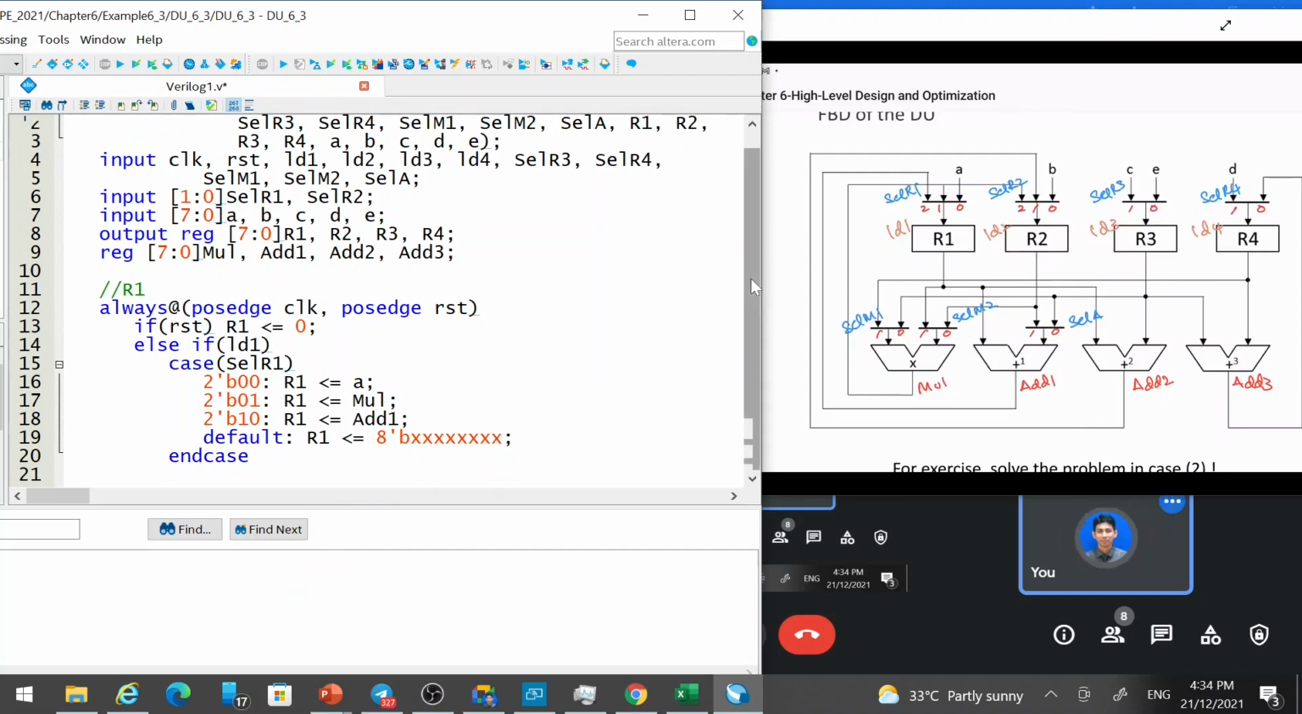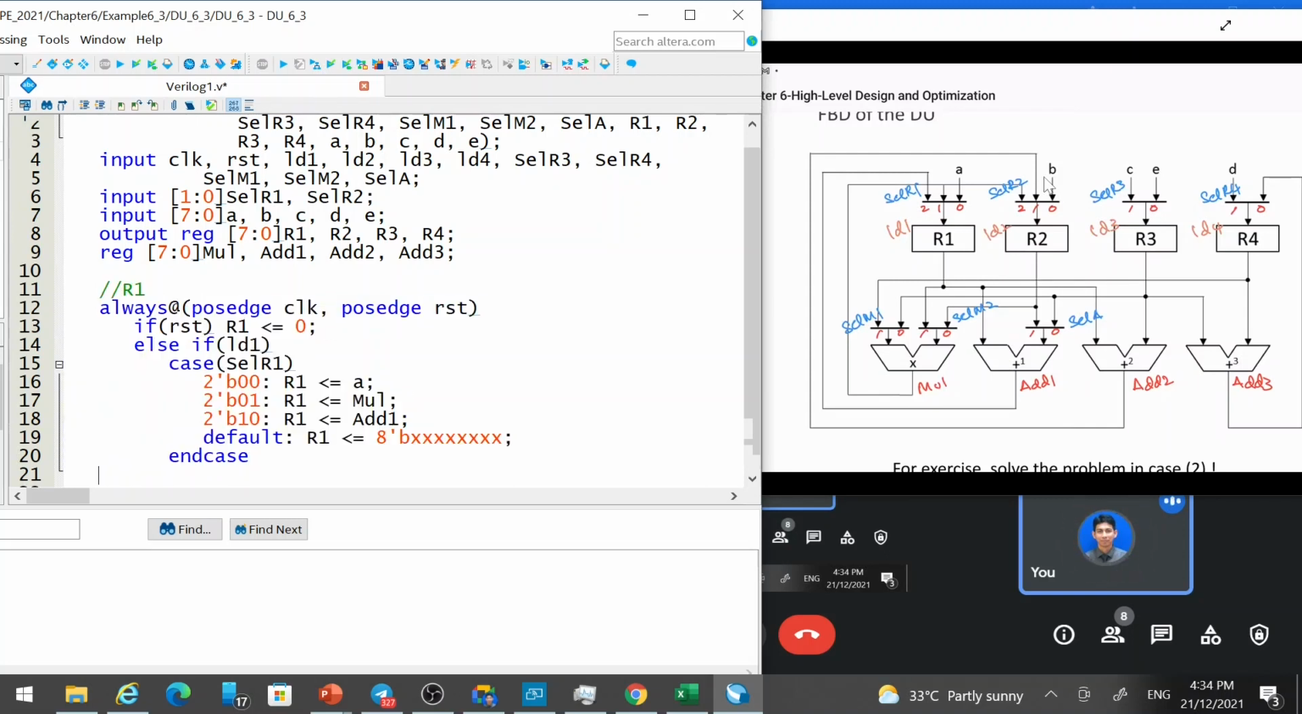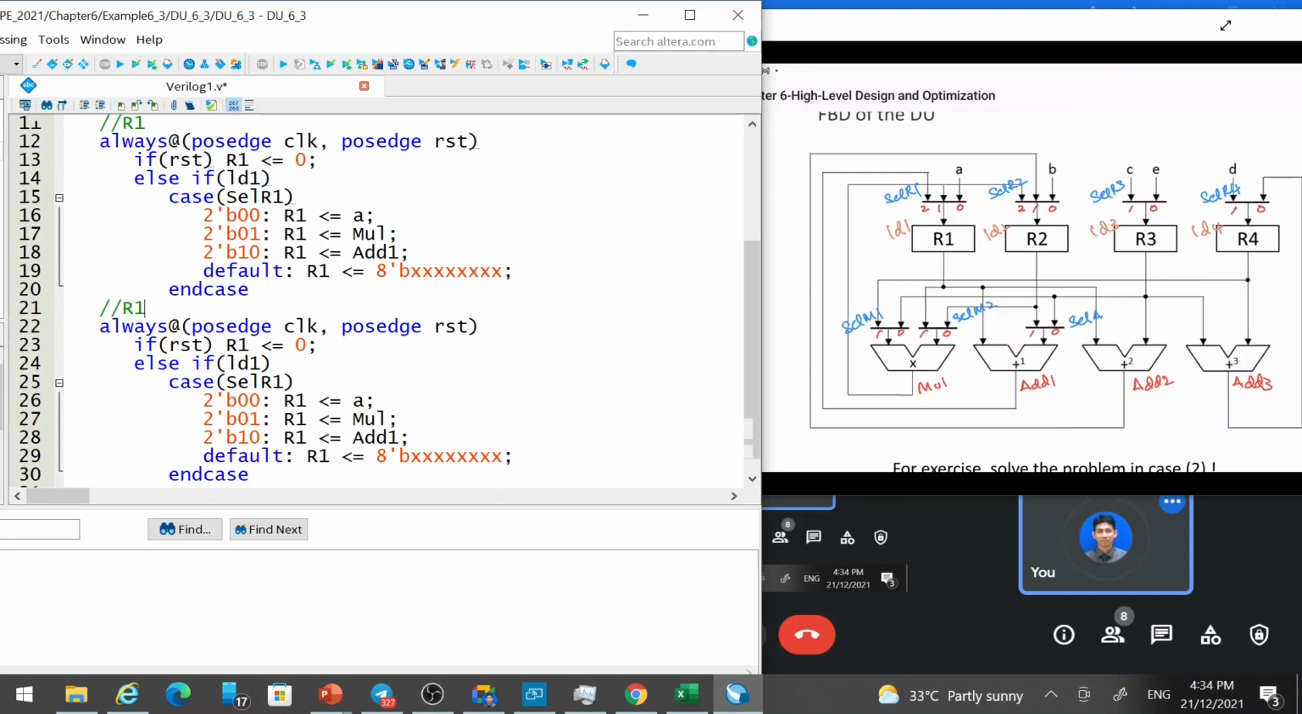Now we describe R2. To describe R2, we can see that for R2 we have a 4 to 1 multiplexer as well here. So actually you can just copy this because the structure must be the same. Right? So just copy this, and here you can say that you have R2, and yeah, posedge clock, posedge reset. But if reset, R2 is now equal to 0, and we use LD2 here, and also we use SEL R2 here, and also the outputs are all R2. And this is surely different.